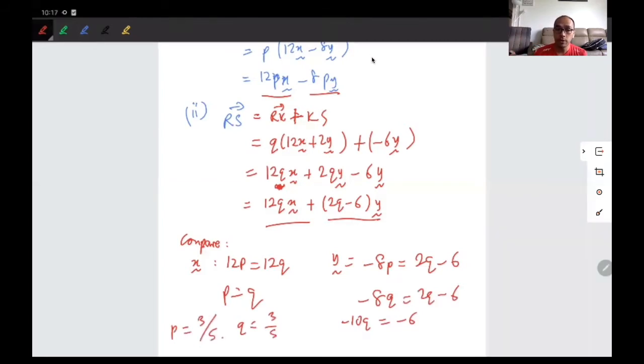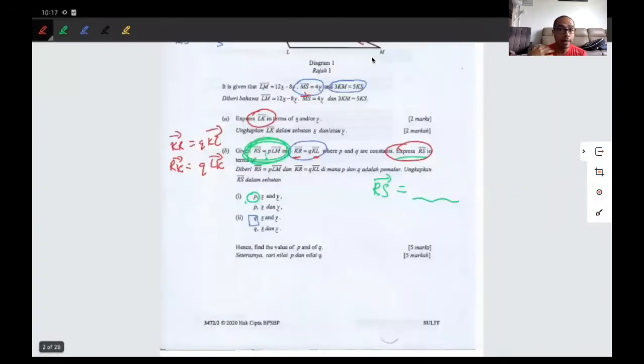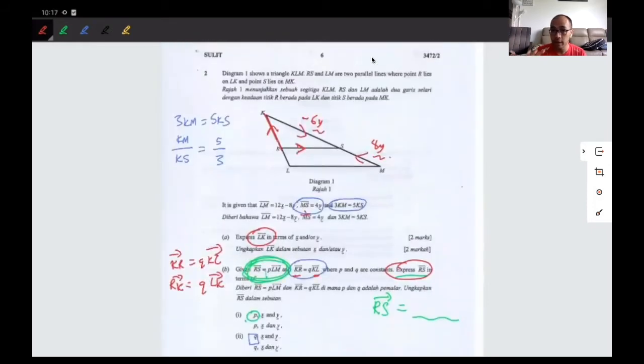So this question, as I mentioned before, is a standard vector question. There's nothing special about it. If you do a lot of trial papers and past papers, you will know that this kind of question comes out a lot. They'll give you two vectors, ask you to compare two vectors and then find two unknowns. Usually this is the case. I wouldn't say this is a difficult question. If you have done this type of question before, then it wouldn't be difficult.